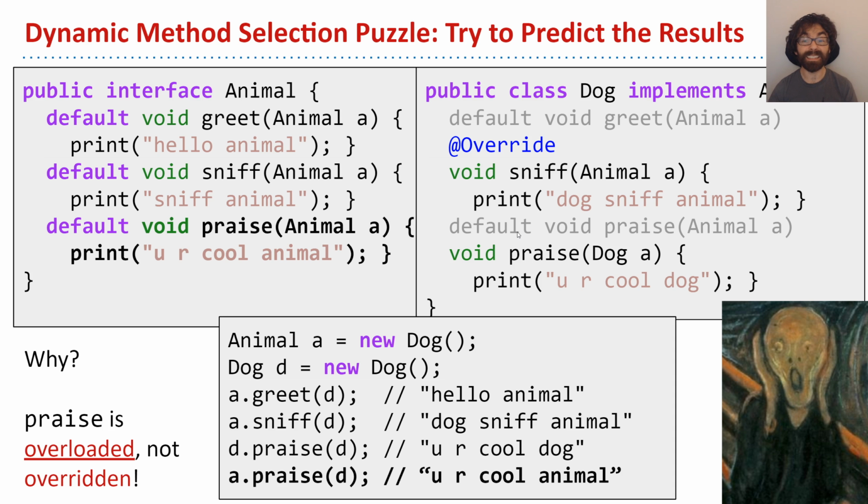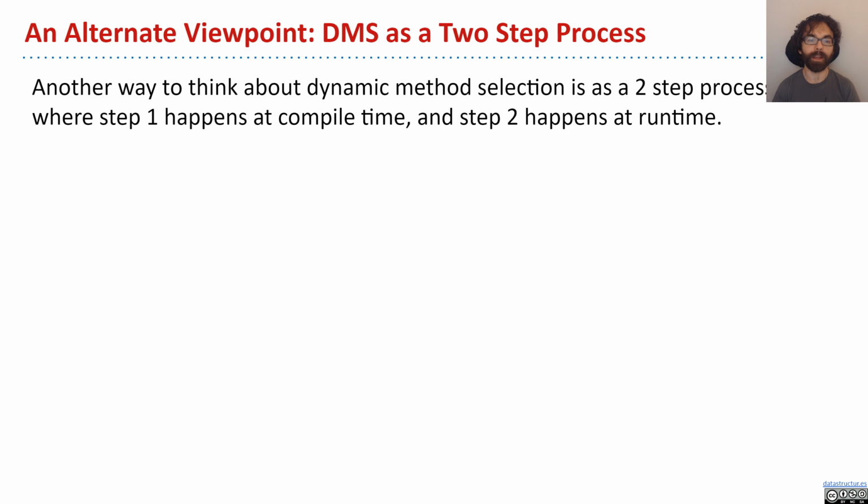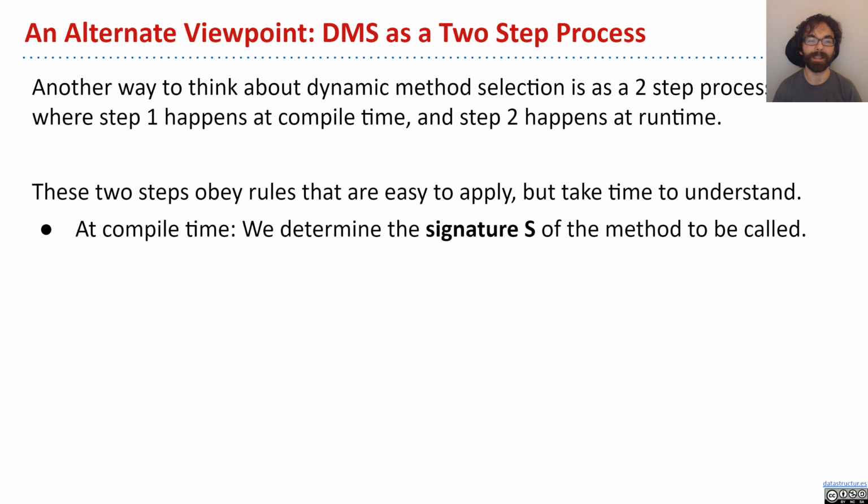Now, while that technically is the answer, there's a totally different way of thinking about dynamic method selection that may help understand what's going on if you felt uncomfortable with this. Okay, so this alternate approach, this different viewpoint for dynamic method selection, is that it's actually a two-step process. The first step is something that happens at compile time, and the second step is something that happens at runtime. Now these two steps obey rules that are easy to apply. Once you get them, it's not hard to do at all, but it takes a little bit of time to understand. So we're going to redo that exercise now with these two rules, this two-step process, in mind.